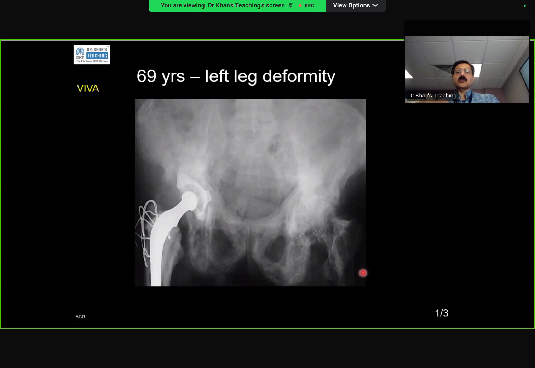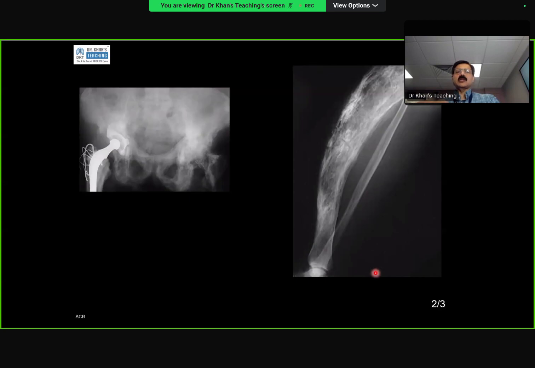Don't get confused about it. This is Paget's and this is diffuse Paget's. And in this Paget's candidate, what do you think is happening here and here? I think there is a secondary pathological fracture noted.